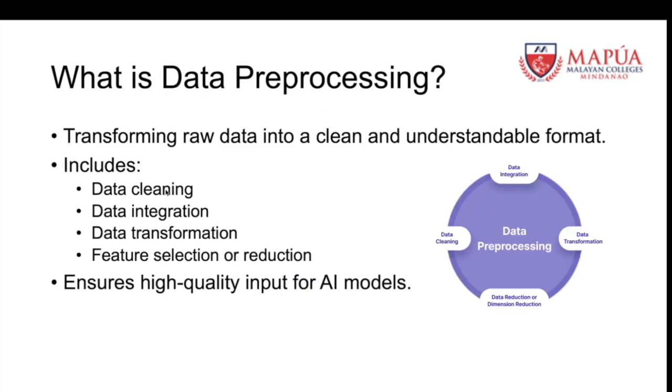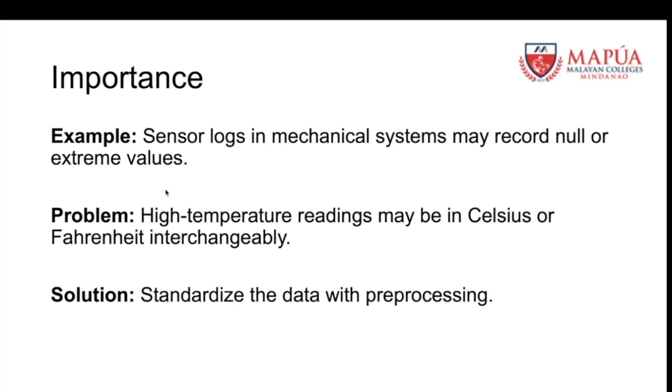So once again, what is data pre-processing? It's transforming raw data into a clean and understandable format. What it means is that computers in general cannot understand some human languages. So data pre-processing will include data cleaning, data integration, data transformation, and feature selection or reduction. And this ensures high quality input for AI models.